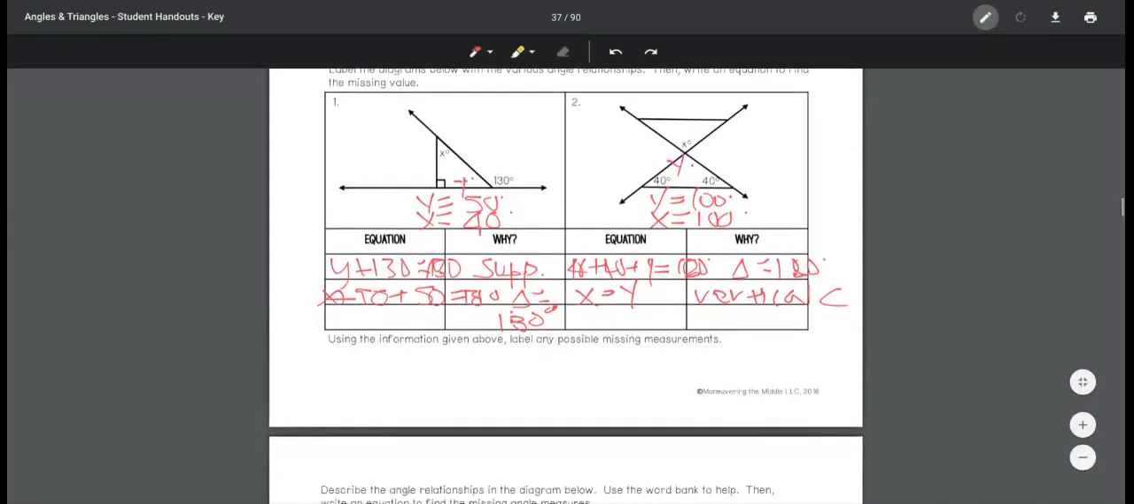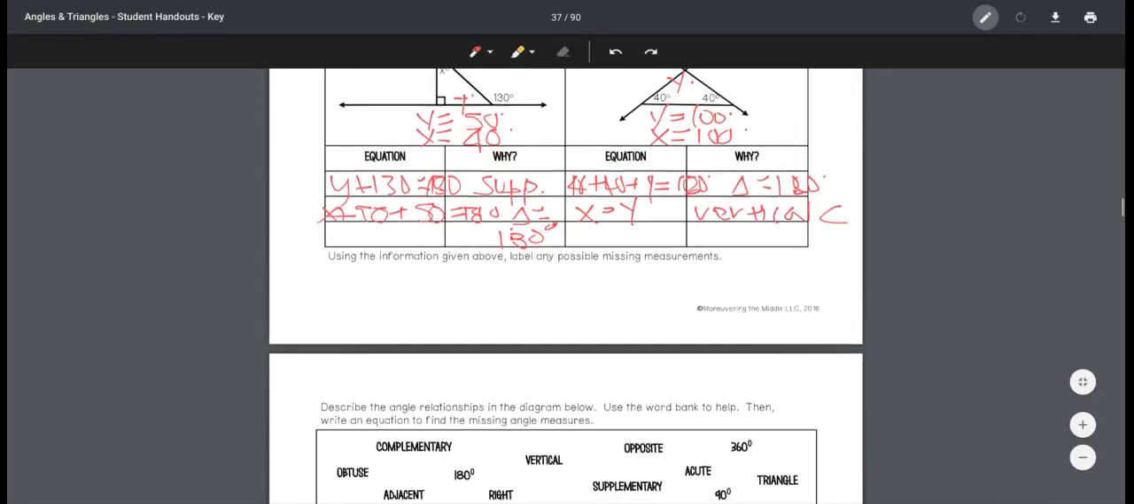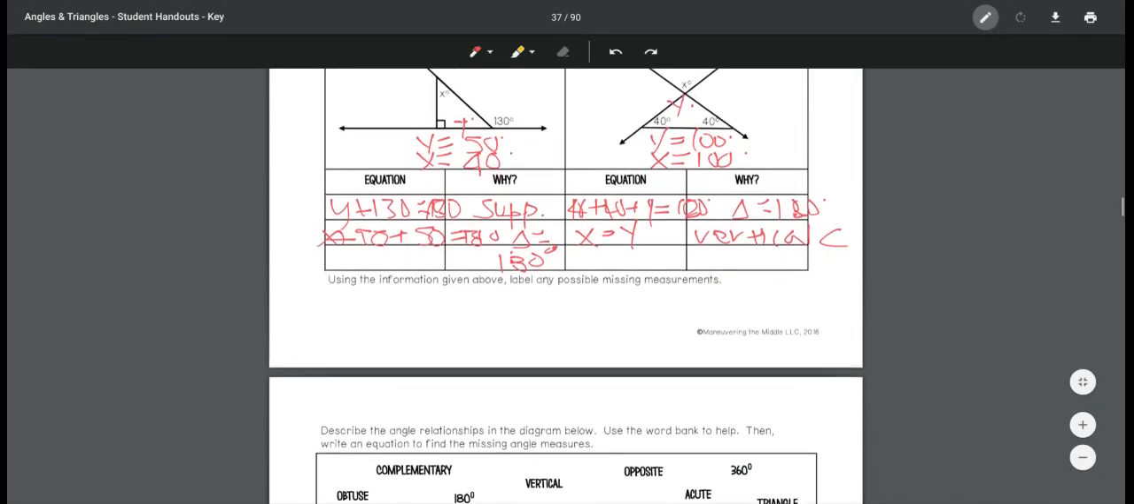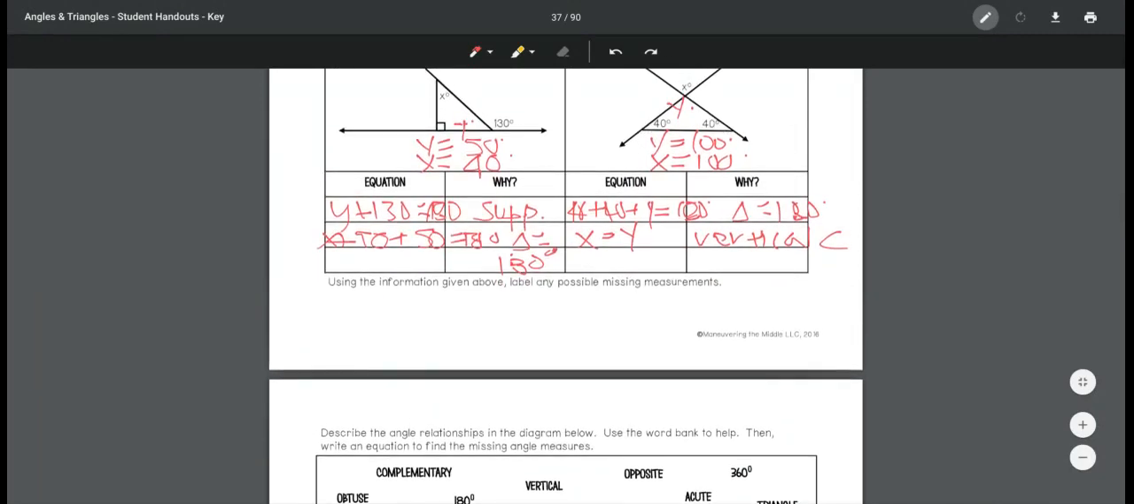So like I said, if you need to pause, go ahead. I'm going to give you guys just a second to write these last numbers down, and then I'm going to move on so this video doesn't exceed the time limit.